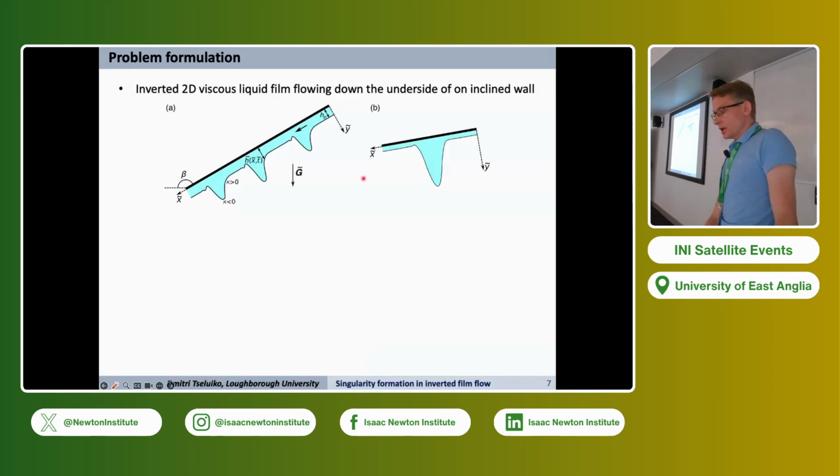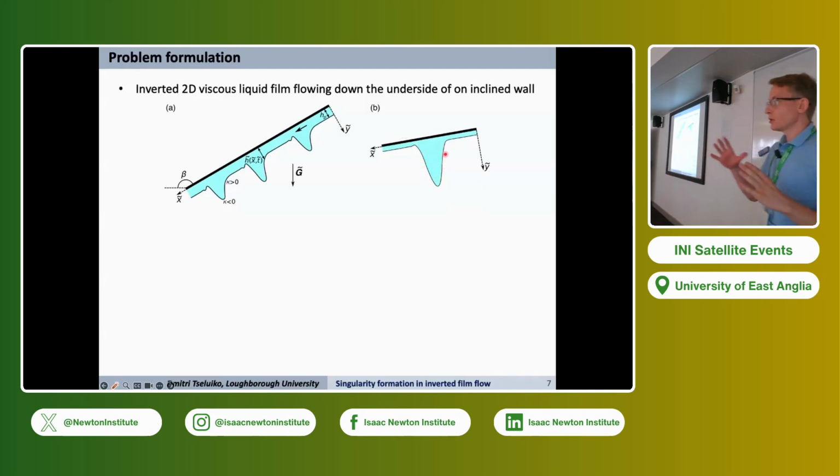We consider liquid film flow down the underside of a flat plate which is inclined at an angle beta to the horizontal. We consider two-dimensional flow. We introduce Cartesian coordinate axes x tilde and y tilde. Tildes are used to indicate dimensional variables. And as I've already mentioned, as the inclination angle is increased and the plate becomes more horizontal, the amplitude of the waves grows and dripping may occur.